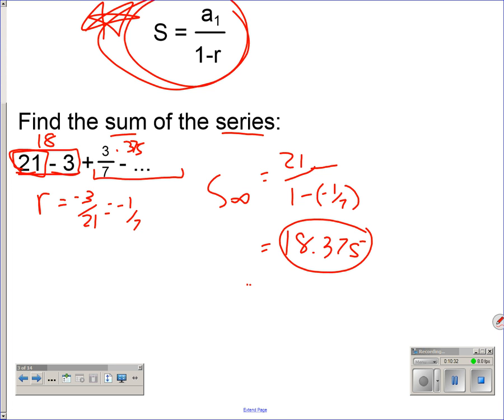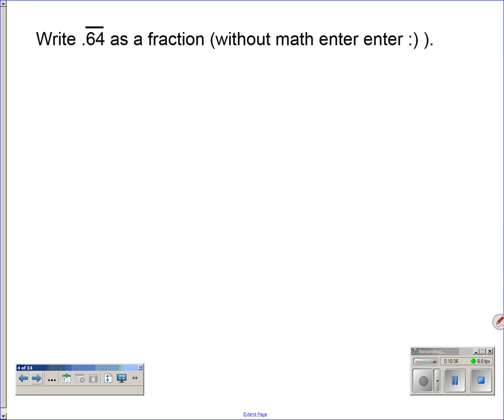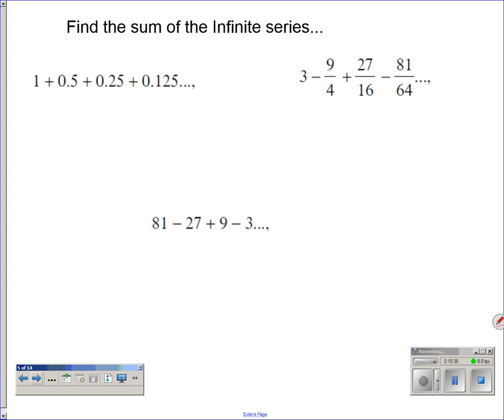Questions on that? Let's try, not that example. Let's just try this one. This one? Actually, I like this one. Let's do this one. Yeah.